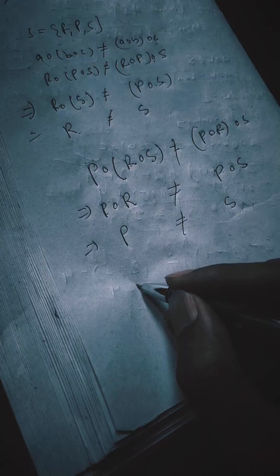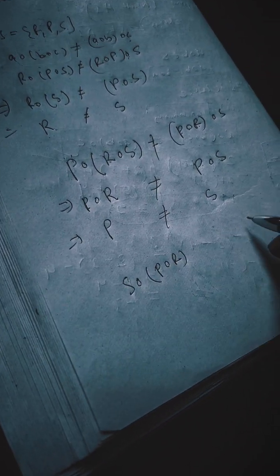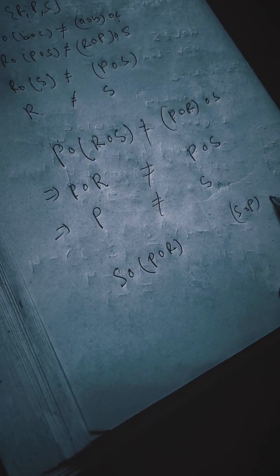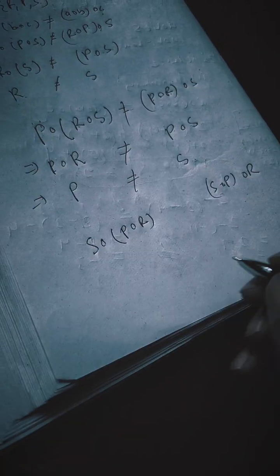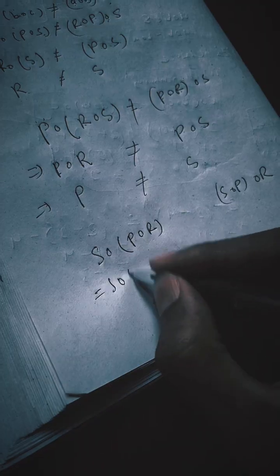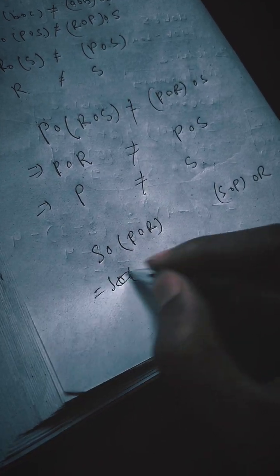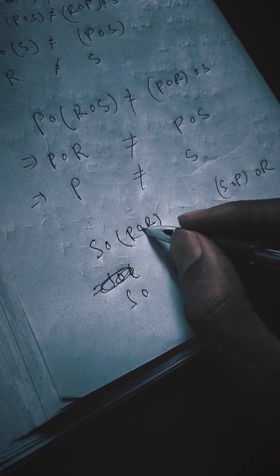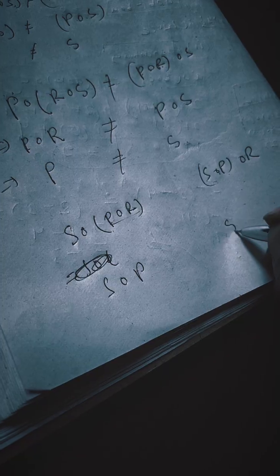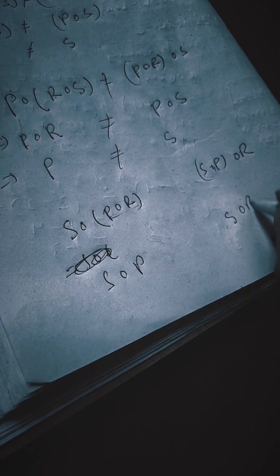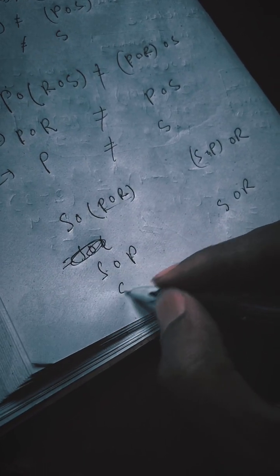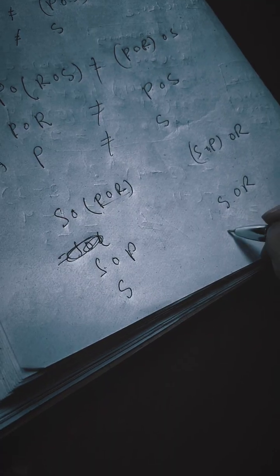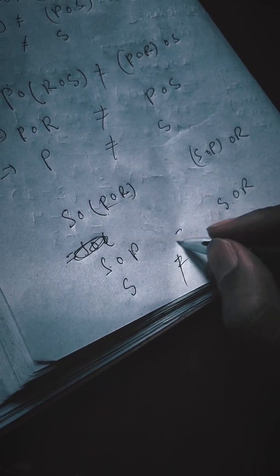Let's check another example. Scissors operate paper operate rock. Is it equal to scissors operate paper operate rock, grouped the other way? First we have to calculate this one. Paper operate rock is what? Paper. Scissors operate paper is what? Scissors. And then operate rock. Scissors operate paper is scissors, and scissors operate rock is rock. So they are not equal.